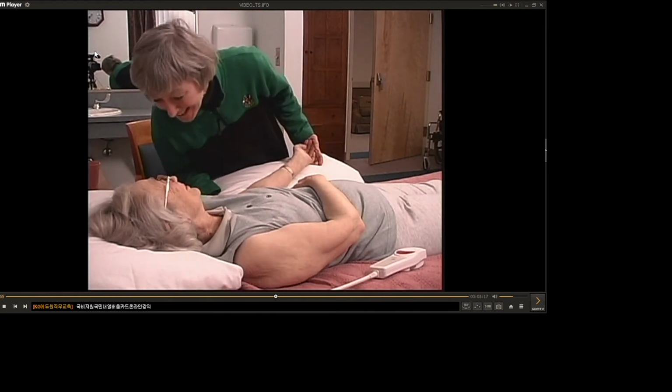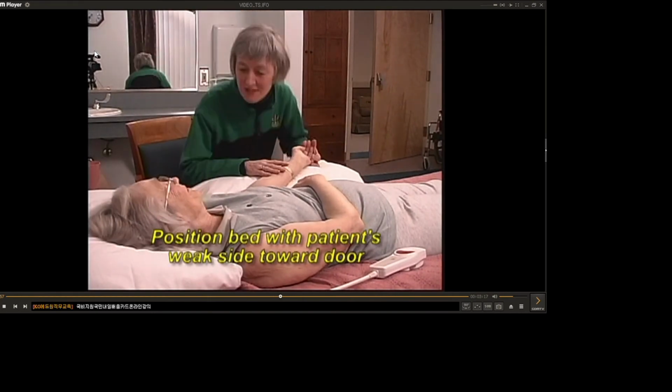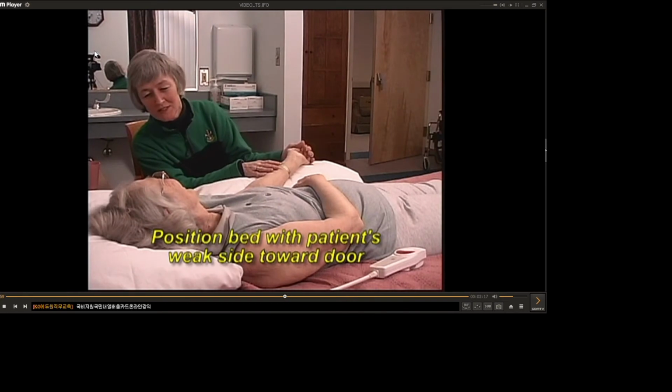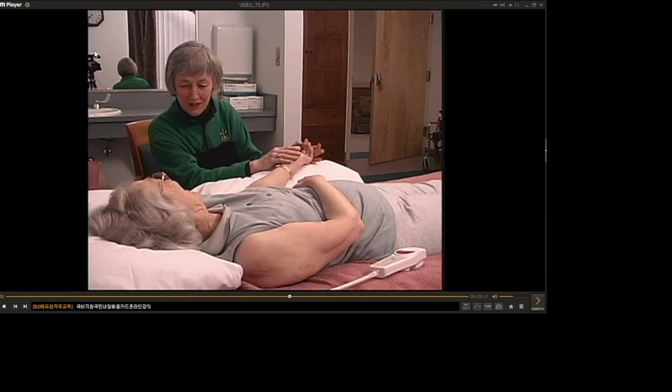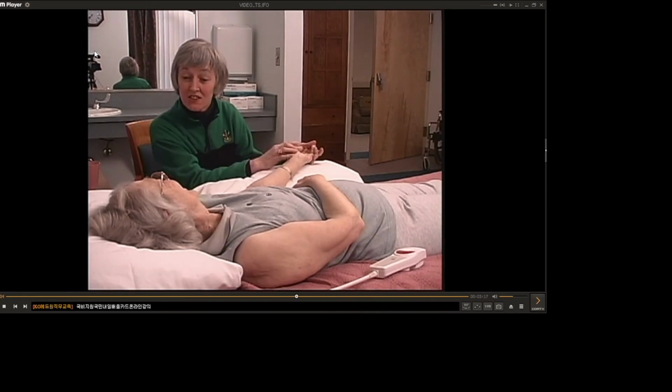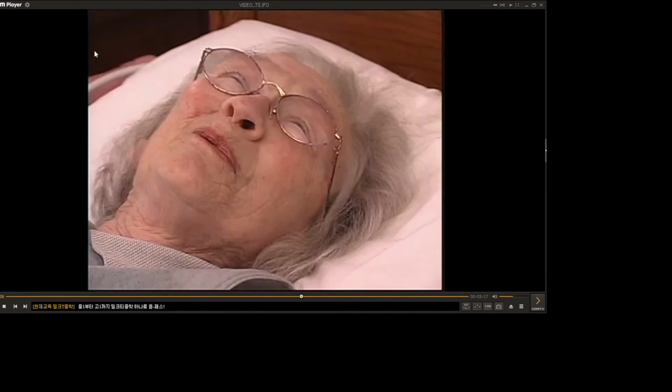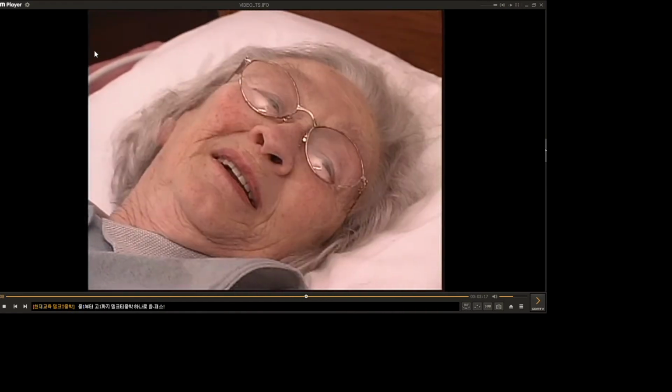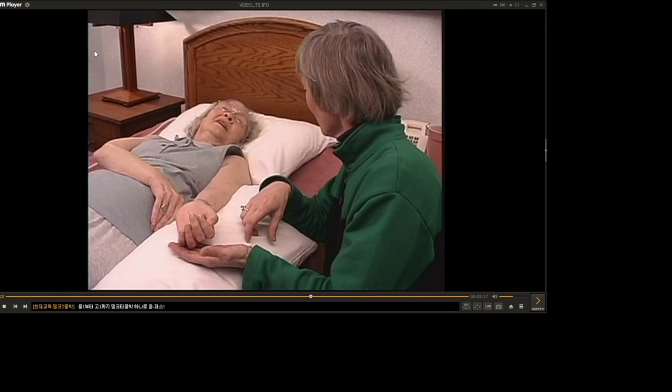You're looking great. I also like to have the bed situated in such a way that the weak side is toward the door. Friends and family as well as therapists are more likely to approach the patient from their weak side, encouraging and improving awareness of that side.